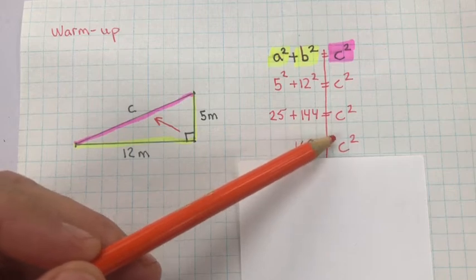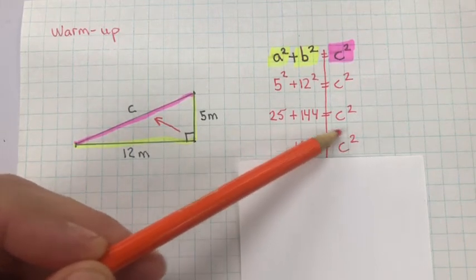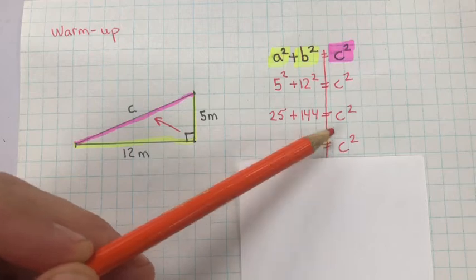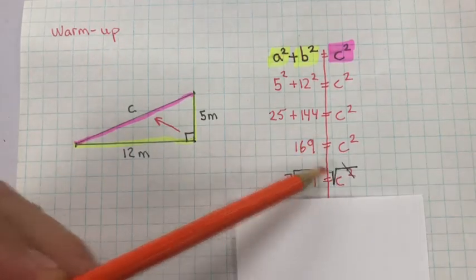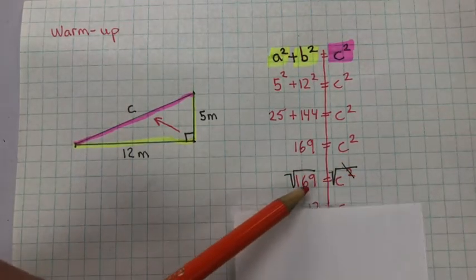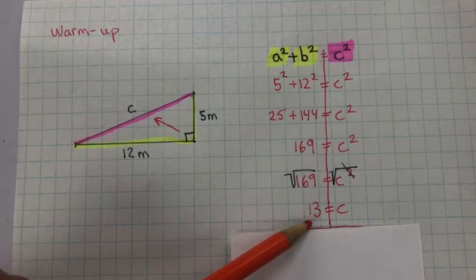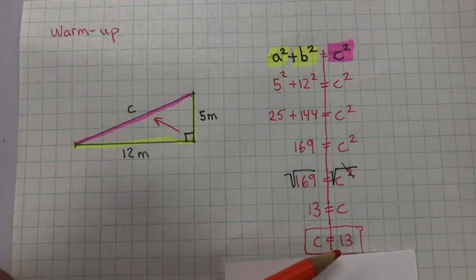So we want to remove this exponent. We're going to do the inverse of squaring, which is a square root. So we take the square root of both sides. This cancels out. And we have c equals the square root of 169, which simplifies to 13.